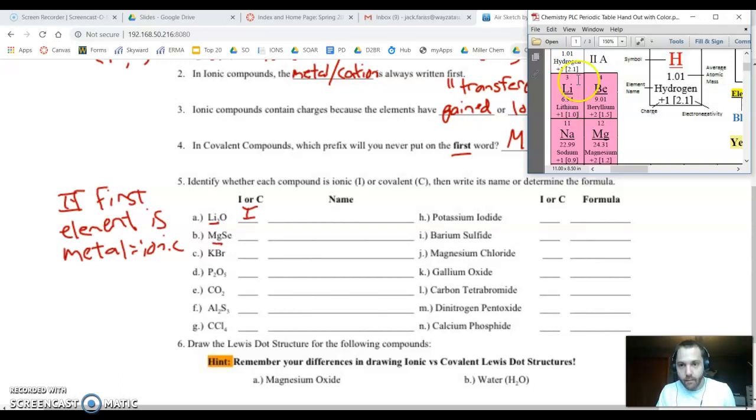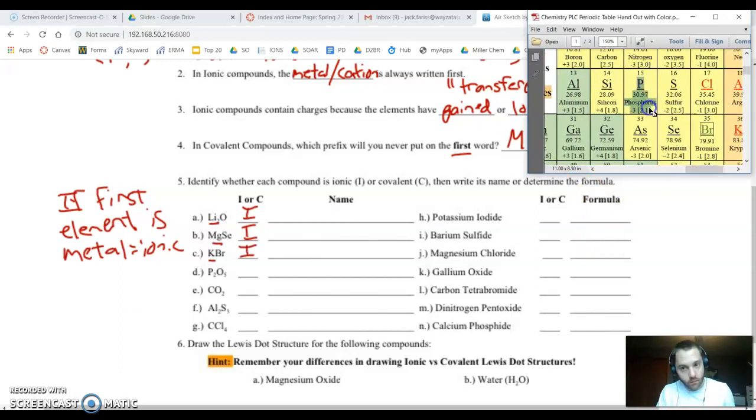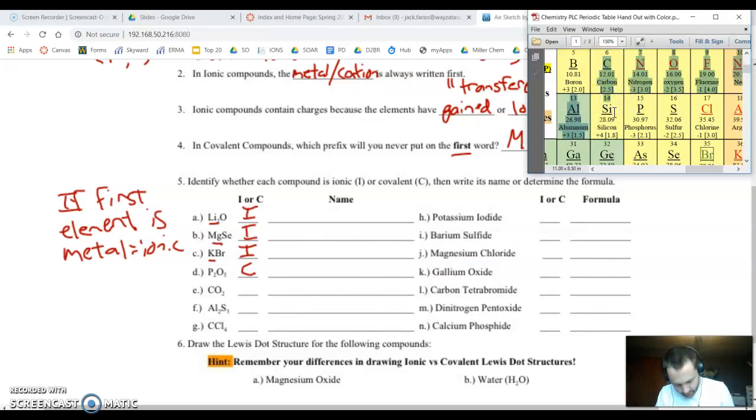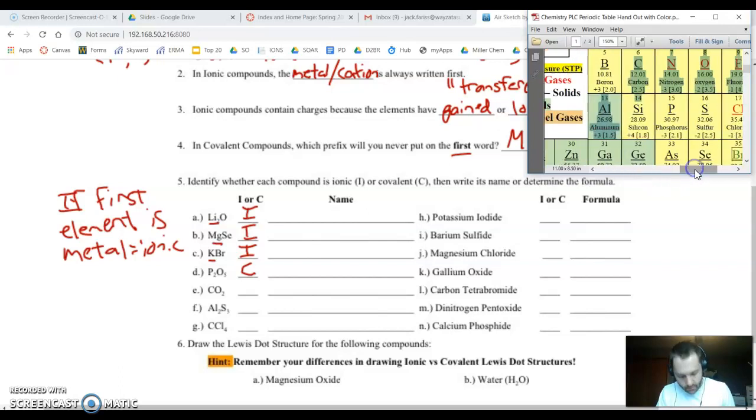Look at the next one, Mg, magnesium. Hey, magnesium's a metal. That's going to be ionic. Potassium. Potassium's right here. It's a metal. That's going to be ionic. Phosphorus. Phosphorus right here. Oh, that's yellow. So that means that this must be covalent. CO2. That's carbon. Again, please note that they're both capitalized. So that means that this is carbon and oxygen. It is not cobalt. So that means that this is covalent. We see Al, so aluminum, ionic.